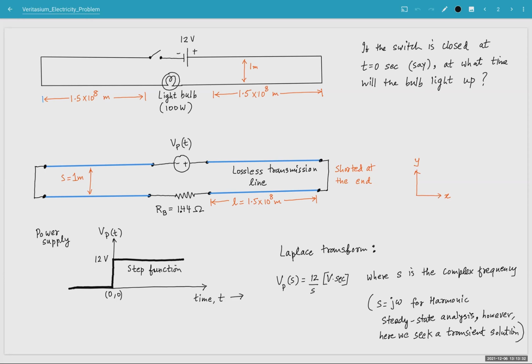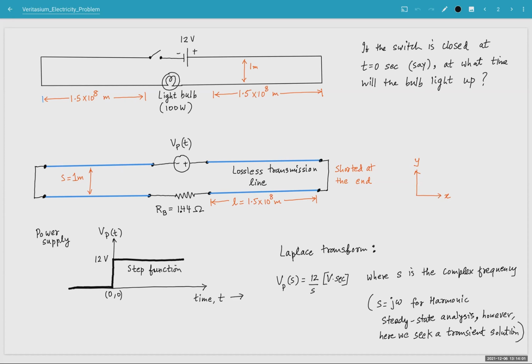Now, in this case, we are modeling the wires as a lossless transmission line with length on each side, length 150 million meters, which is shorted at the two ends. And by lossless, that means resistance and conductance are 0 for this transmission line. And the conductors have a distributed inductance and capacitance, which we can actually calculate fairly accurately.